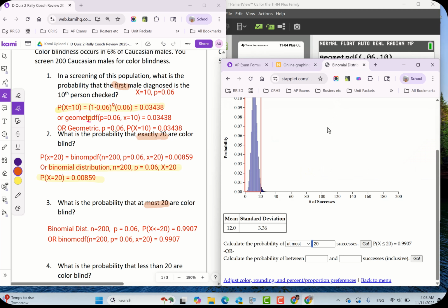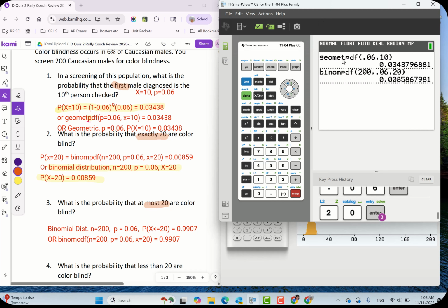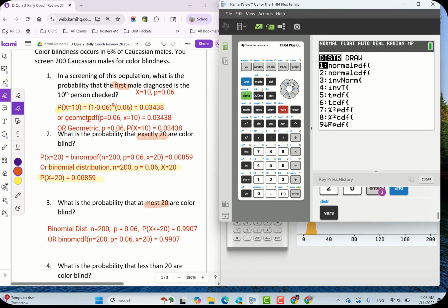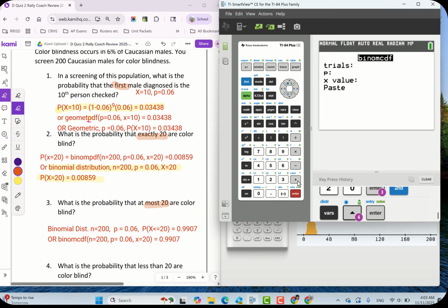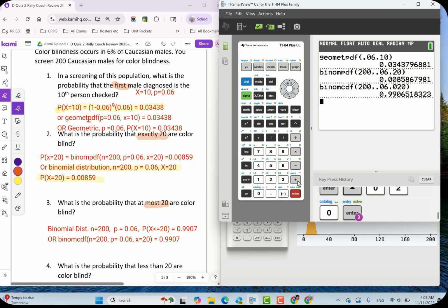Then let's go to binomial on the other calculator. We go second distribution. We're going to do CDF. I'm going to go from the bottom. It's about the same either way. So we have 200 trials, 0.06, and we're doing 20. Oops, not 2, 20. There we go, my keyboard was being weird. And you get the same answer.